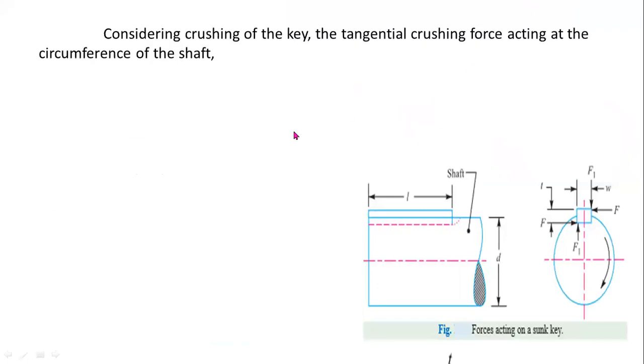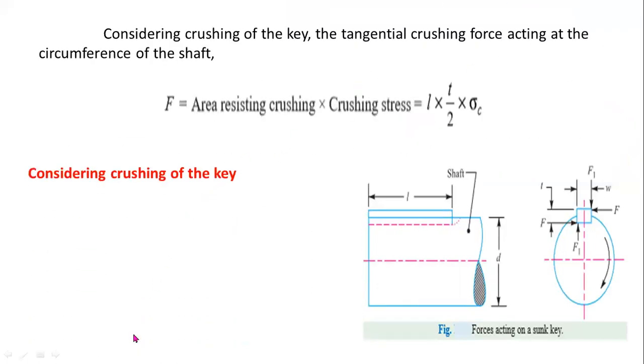In a similar way, if you want to design a key on the basis of crushing strength, then you have to use this formula. The crushing force or compressive force acting on the key, F equals crushing area into crushing stress. Crushing stress is also known as compressive stress, so sigma C is the compressive stress or crushing stress. The resisting area for crushing is L into T by 2.